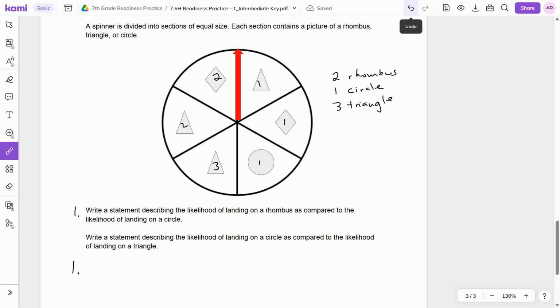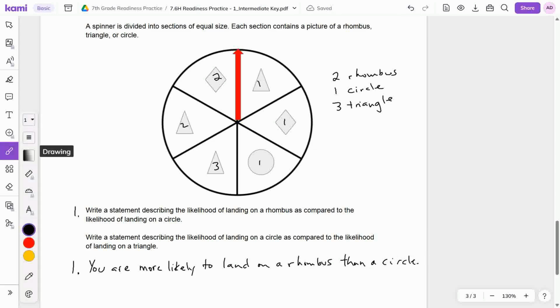Now, what is the likelihood of landing on a rhombus? Well, is it more likely, is it equally likely, or is it less likely? Well, there's 2 rhombuses, and there's only 1 circle. So I'm going to say you are more likely to land on a rhombus than a circle. So we're going to compare these two, and our keyword there is going to be more likely. I'm going to go ahead and just put a little box around that. All right, so that's pretty simple.